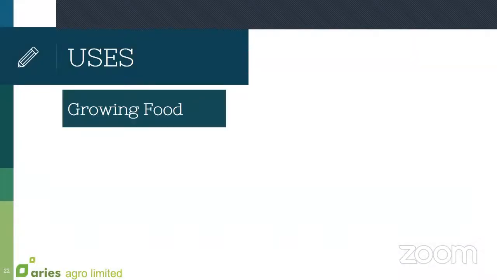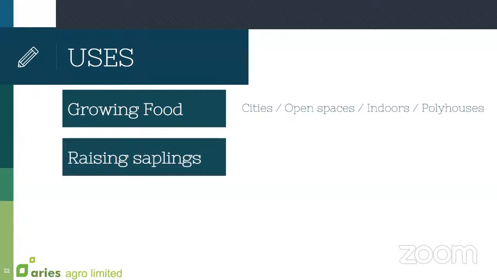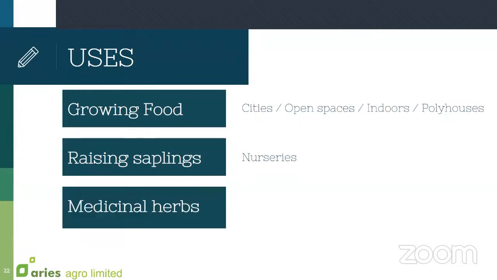Now, where do you use hydroponics? To grow food, obviously, you searched for a technique to grow food. Okay, then where can you use this? You can use it in cities as well, in open spaces, indoors, garages, subways, because you can use artificial light for growing. Poly houses, yes. Raising saplings, which is a nursery business. Nurseries provide saplings to farmers for transplanting. It's another business, and you can raise saplings using hydroponics.